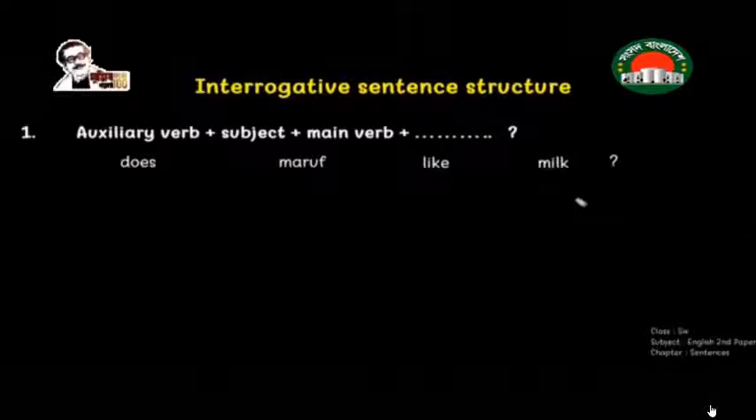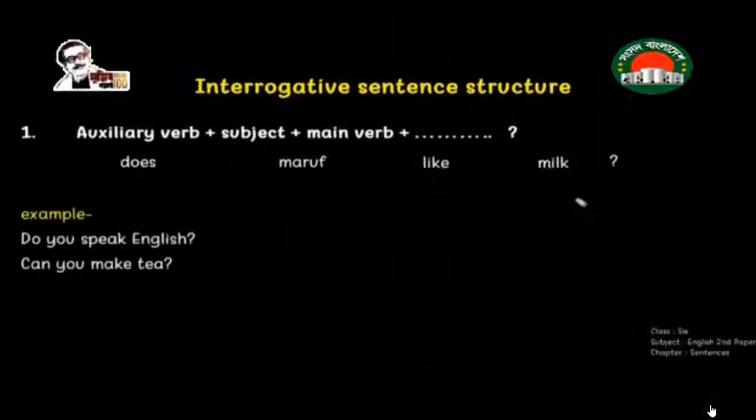So let's see more examples like this. Do you speak English? Can you make tea? So I think this structure is clear. Let's go to the next structure.